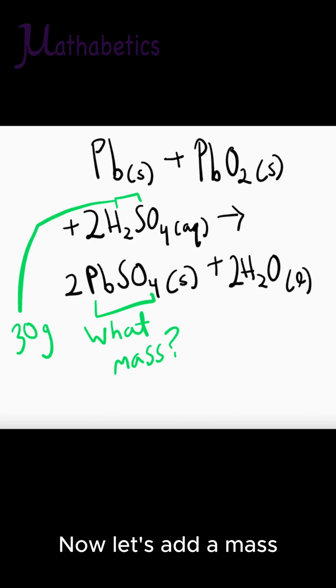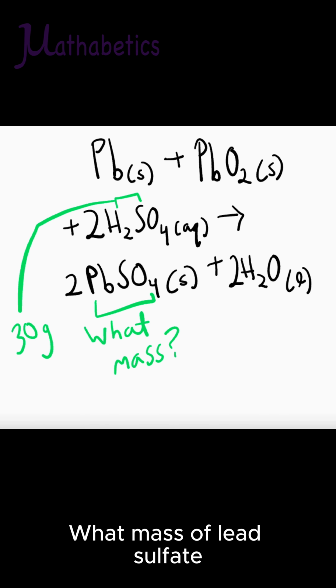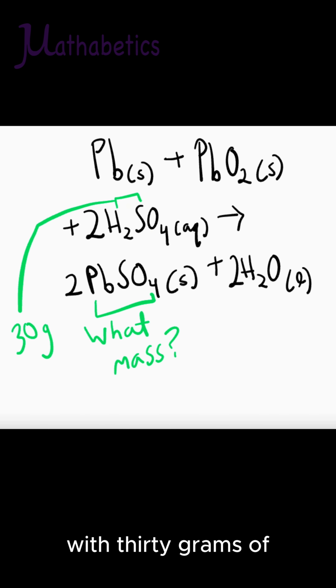Now let's add a mass conversion into the picture. Lead reacts with plumbic oxide and sulfuric acid to form lead sulfate and water. What mass of lead sulfate is produced when reacted with 30 grams of sulfuric acid?